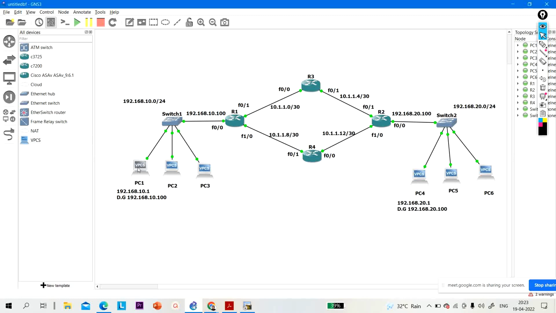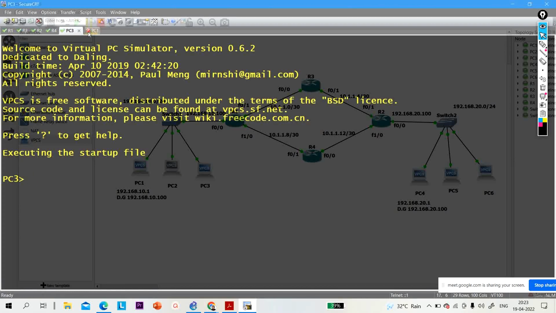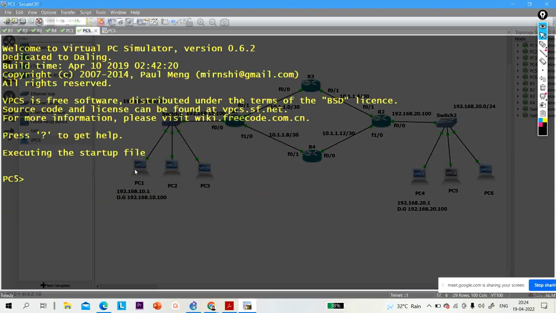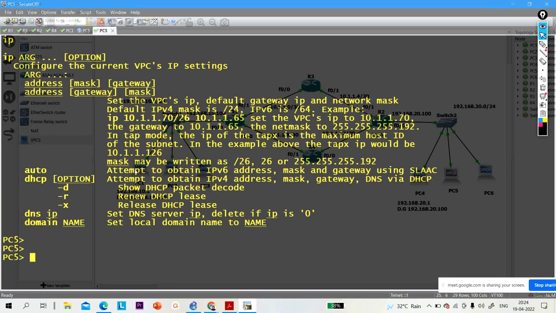Now let me configure IP on this PC. Here on this PC the IP will be 192.168.10.1/24 and the default gateway will be 192.168.10.100. In the same way, let me configure IP on PC5: 192.168.20.1/24 and the default gateway will be 192.168.20.100.